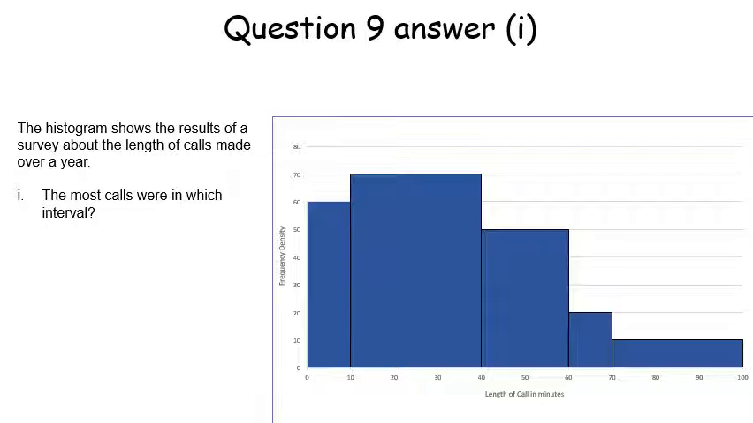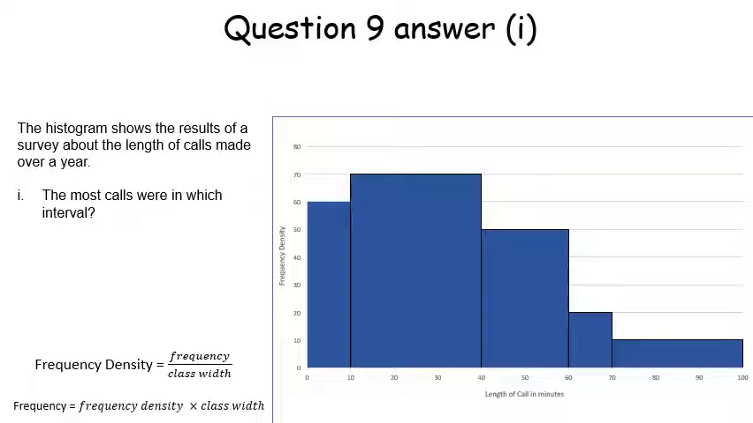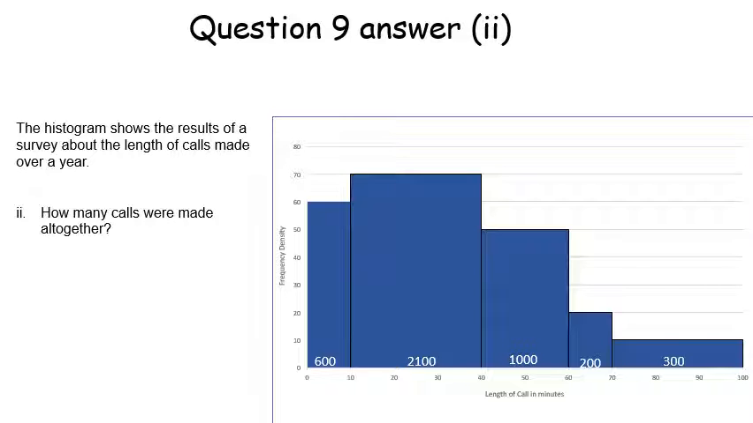Question 9. Using the equation, we can find the frequencies for each of the bars. They are 600, 2100, 1000, 200 and 300 calls. So as 2100 is the largest amount of calls, the interval in which there were most calls was 10 to 40 minutes. Adding all the frequencies together, we can calculate that there were 4,200 calls altogether.